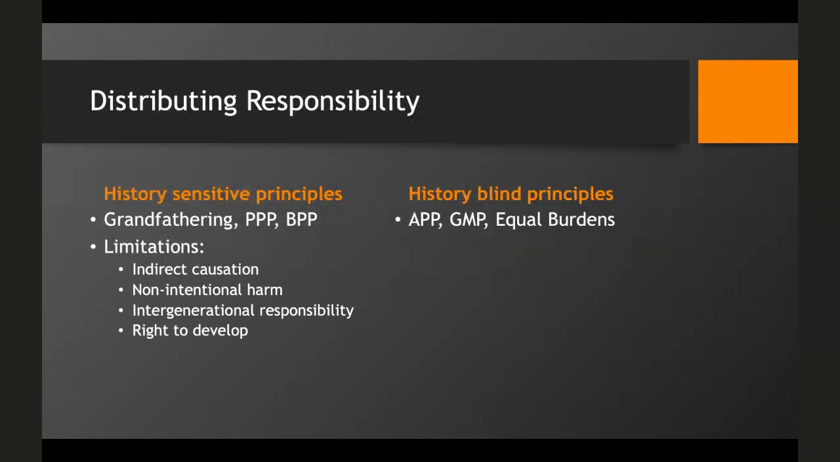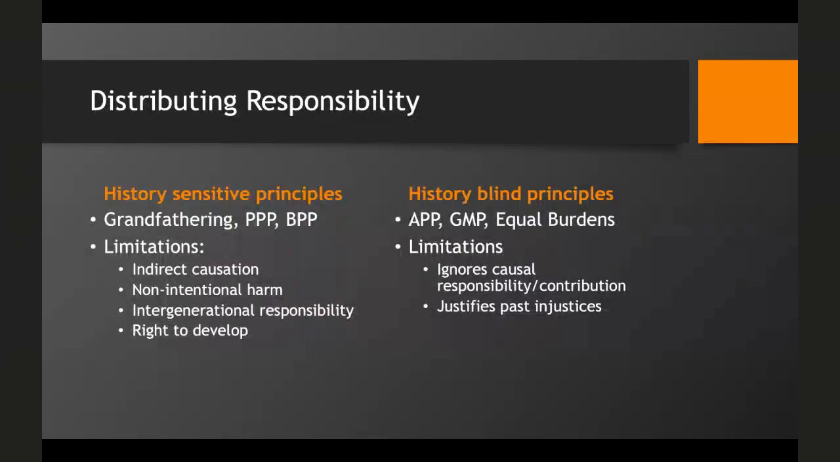On the one hand, if we're looking at history-sensitive principles, there are questions of indirect causation, that climate change is not directly caused by any one person's or agent's actions. Climate change is a non-intentional form of harm. There are questions of intergenerational responsibility, and also questions of global justice and the right for developing nations to develop their natural resources in ways that Western European and North American states did. These are all intimated in the readings that we had from last class from Dale Jamieson and Williamson and Armstrong.